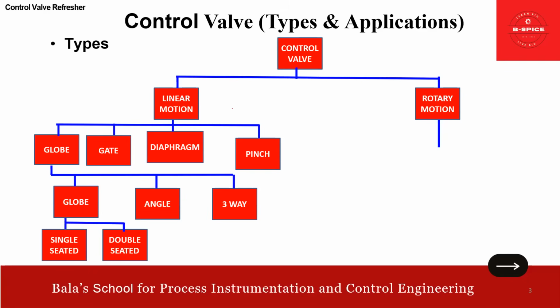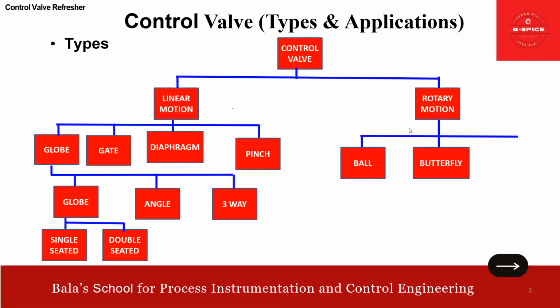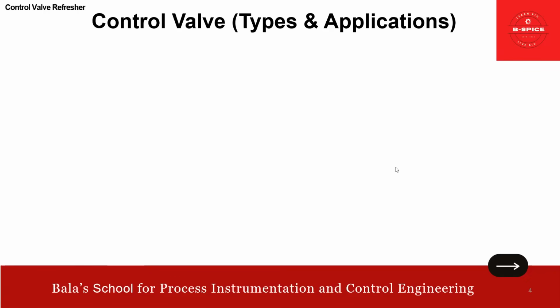That's about linear motion. Then we talk about rotary motion. We have three types: ball, butterfly, and flag. So this is the gist of the control valve types. We will see each type of valve, its functionalities and applications in the subsequent slides.